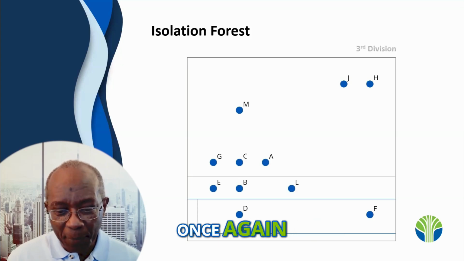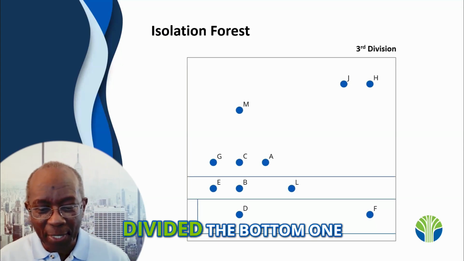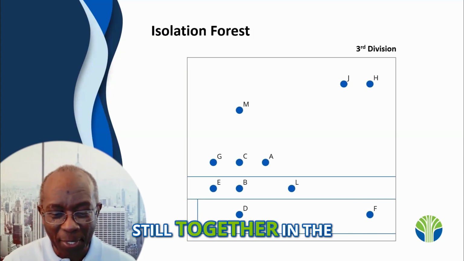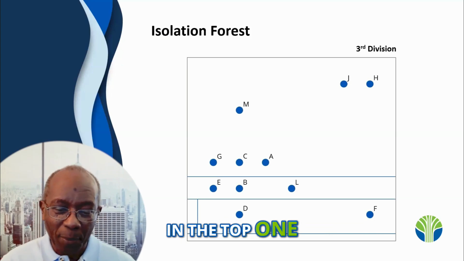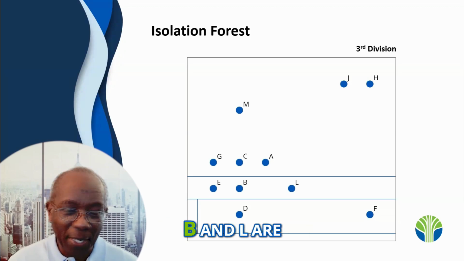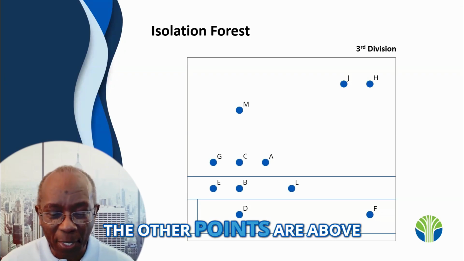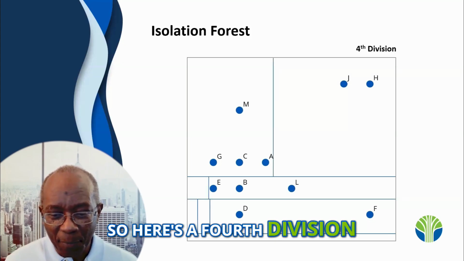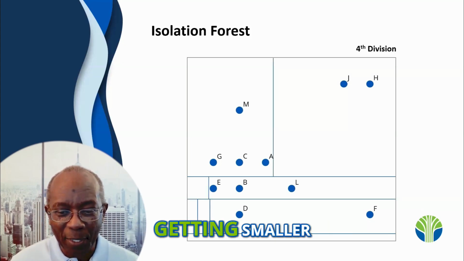So let's do it once again. And you'll notice we divided the bottom one. Well, D and F are still together in the same cell. In the top one, this time it shows a point, a value where E, B, and L are in one cell and the other points are above. Okay, so let's keep doing that. So here's a fourth division. And you can see that the cells are getting smaller.